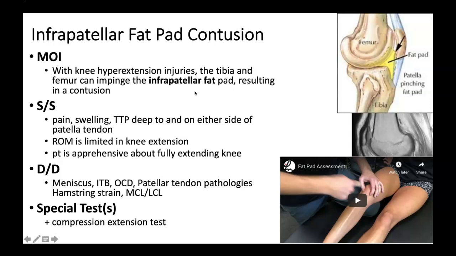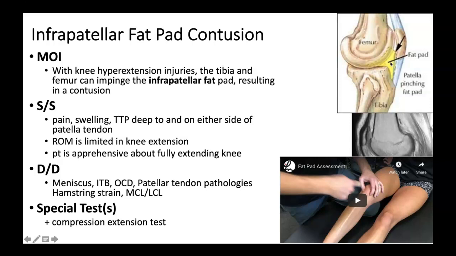Other ways in which the fat pad can become injured: if it becomes inflamed, it can start to get impinged. So as you move into the later phases of knee extension, if it's inflamed, then you're going to impinge it between the femur and the tibia.